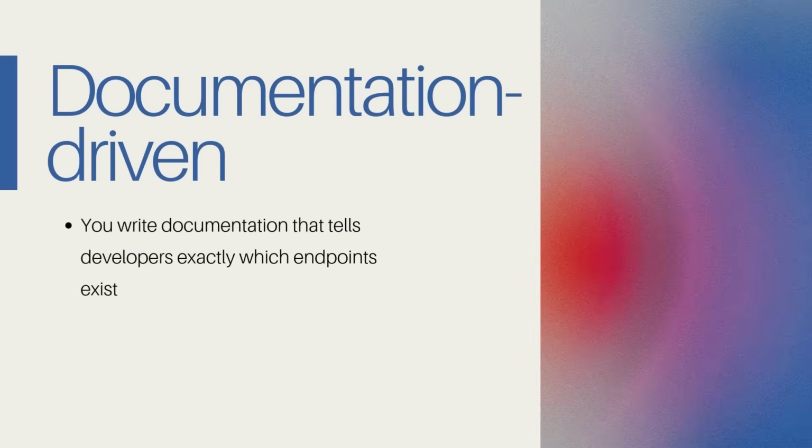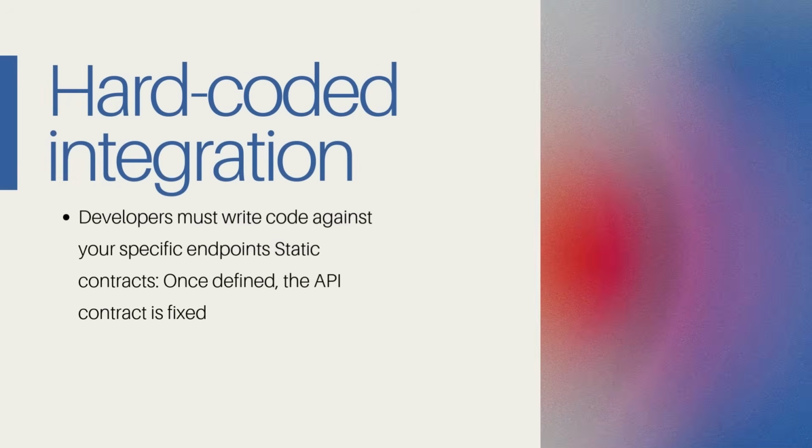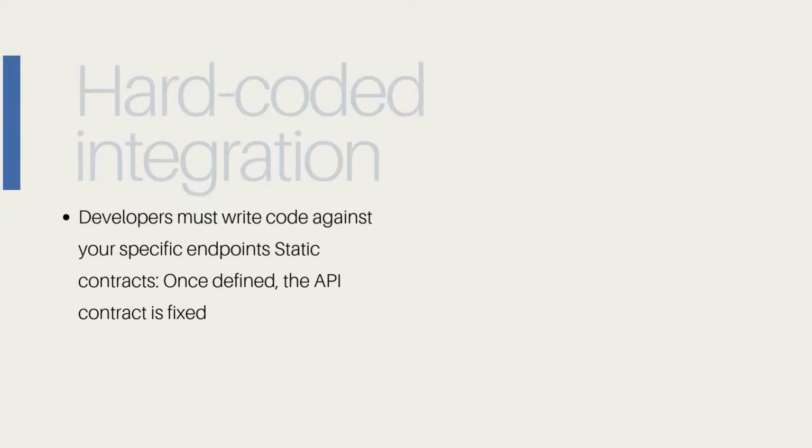Documentation-driven. You write documentation that tells developers exactly which endpoints exist. Hard-coded integration. Developers must write code against your specific endpoints. Static contracts. Once defined, the API contract is fixed. Stateless. Each request is completely independent.